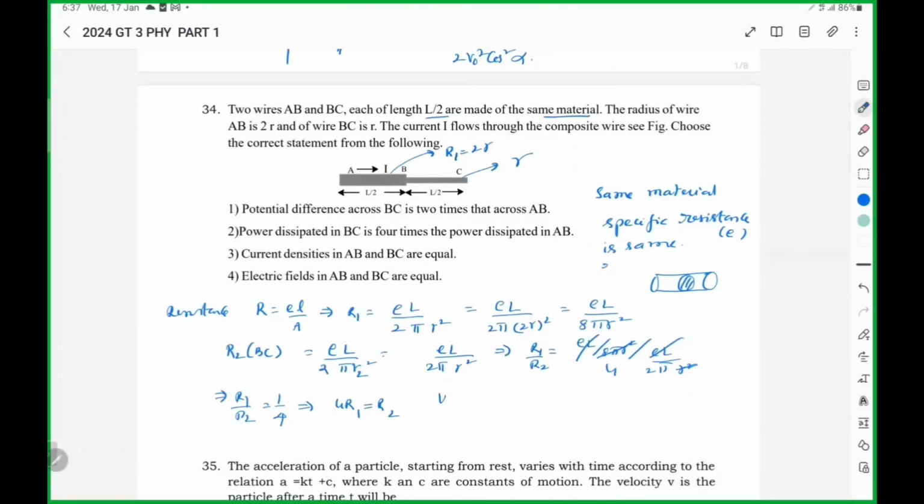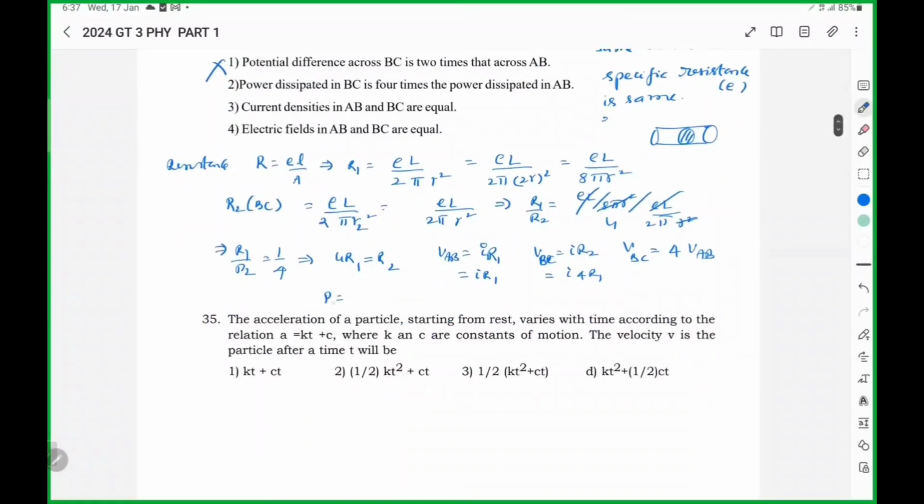So the potential difference across AB: since both are in series, current will be the same, and it only depends upon resistance. It is I R1, and I R2 is 4 times R1. So the potential difference across BC is 4 times the potential difference across AB. So that is the first option.